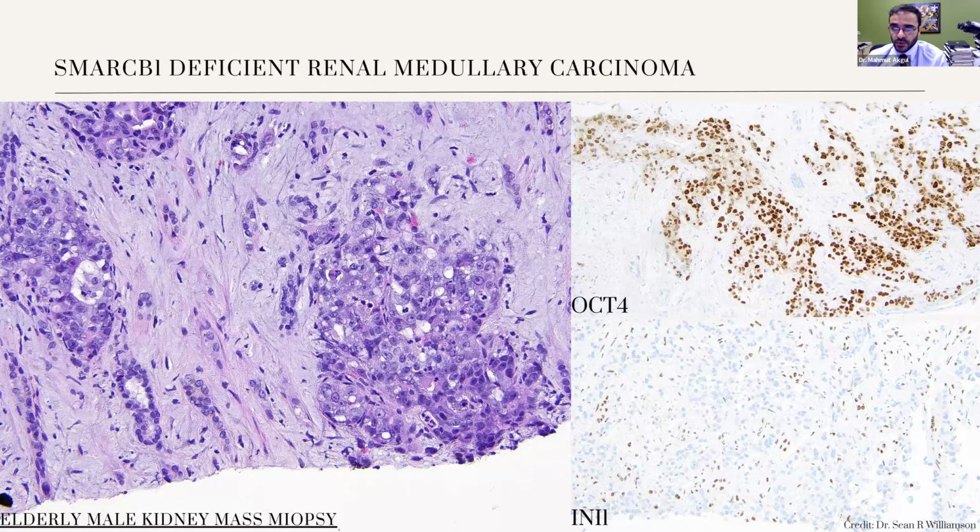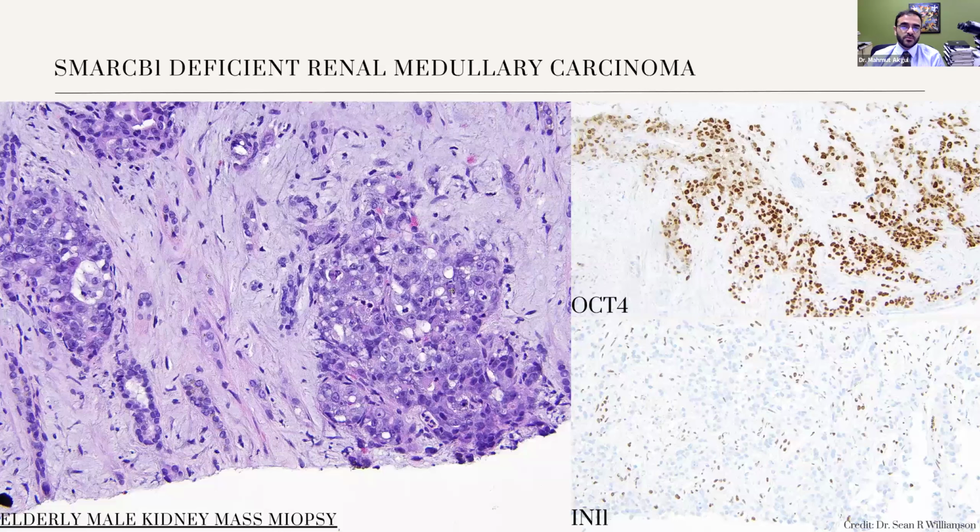Whereas OCT4, although the literature says that in up to 50% of the cases you can have a positive expression of OCT4, it is very unusual, because OCT4 is something that we use in testicular germ cell tumor diagnosis if necessary. But in this case, OCT4 is positive in a subset of renal medullary carcinomas.